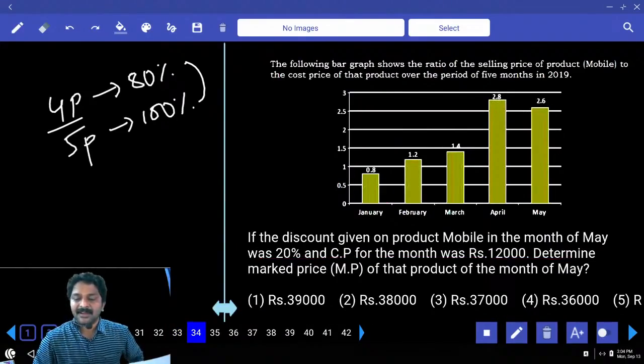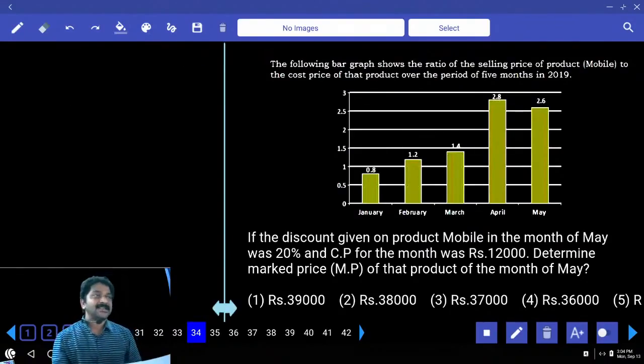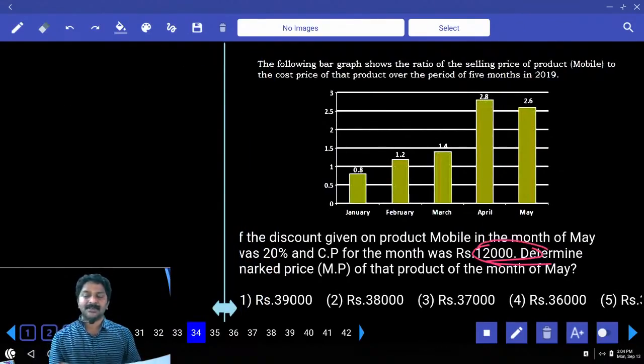If the discount given on the market on the product mobile in the month of May was 20% and the cost price for the month was 12,000, determine the market price of the product in the month of May. Right, as you are asked to calculate a price, let us consider this. Cost price is equal to 12,000. What is 1%?